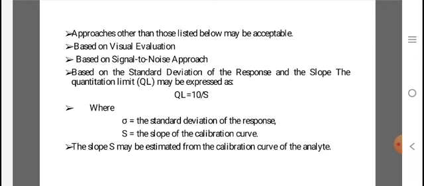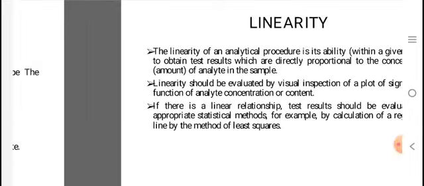The quantitation limit may be expressed as QL equals 10 sigma divided by S, where sigma is the standard deviation of the response and S is the slope of the calibration curve. The slope S may be estimated from the calibration curve of the analyte.